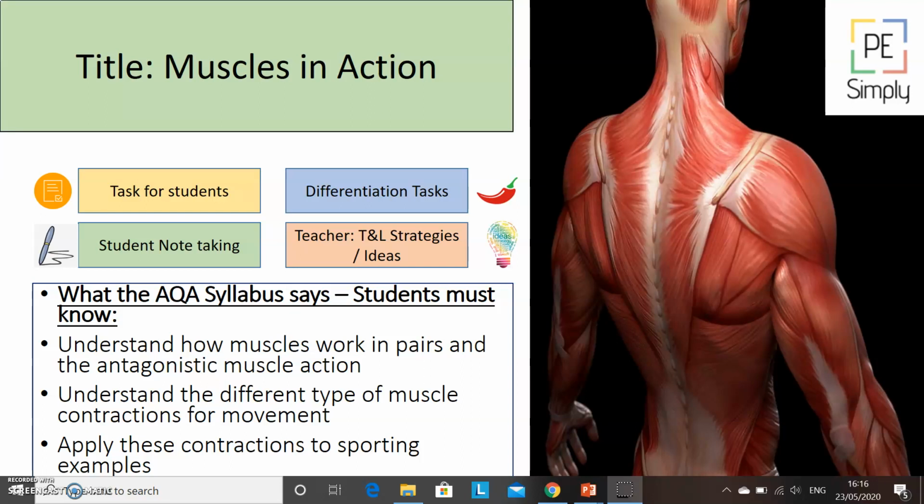So in regards to this specific topic, the syllabus requires you to know how muscles work in pairs, this idea of antagonistic muscle action. So we're going to look at that specifically. We then need to understand the different types of muscle contractions for movement. So we're going to look specifically at two different muscle contractions for the syllabus, and then finally applying these contractions to sporting examples. So without further ado, let's get going.